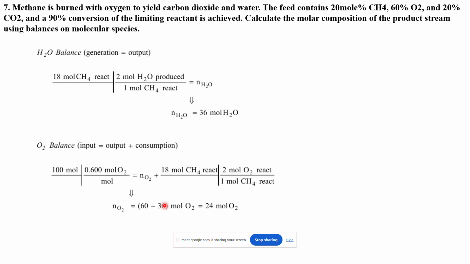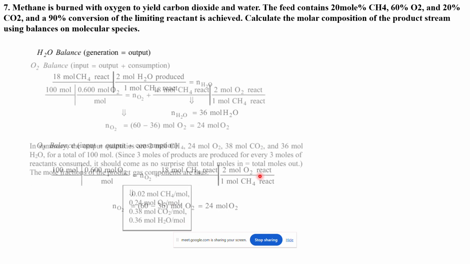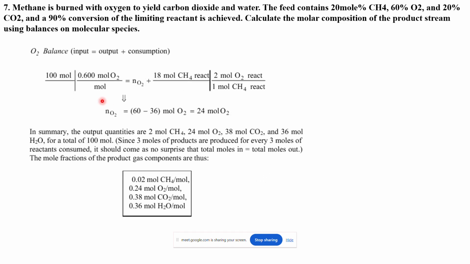So we are going to be left with only 24 moles of oxygen. So now we can create the amount of this excess gas. It is going to be present as 2 moles of CH4, then 24 moles of O2 will be there, 38 moles of CO2 and 36 moles of H2O. So according to that, we can create the amount of the output gases.